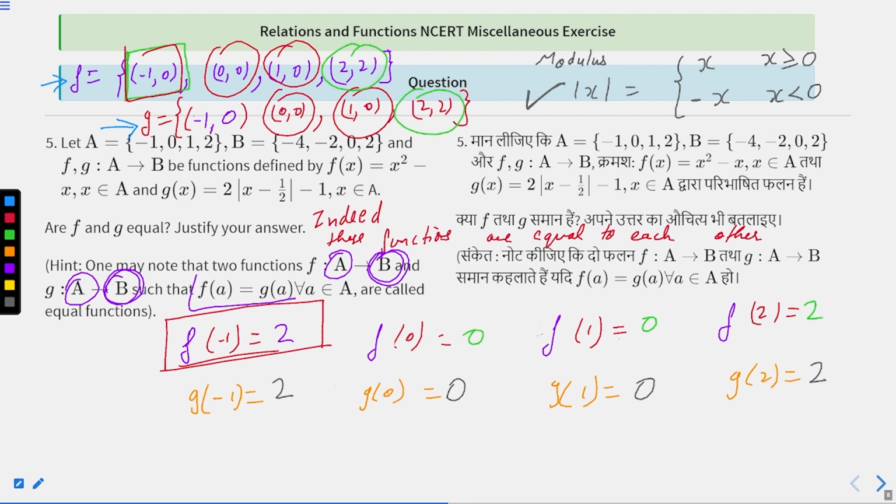And from this definition I also say that if you plug in f of -1, what will you get? The same output as g of -1. If you put f of 0, what will you get?